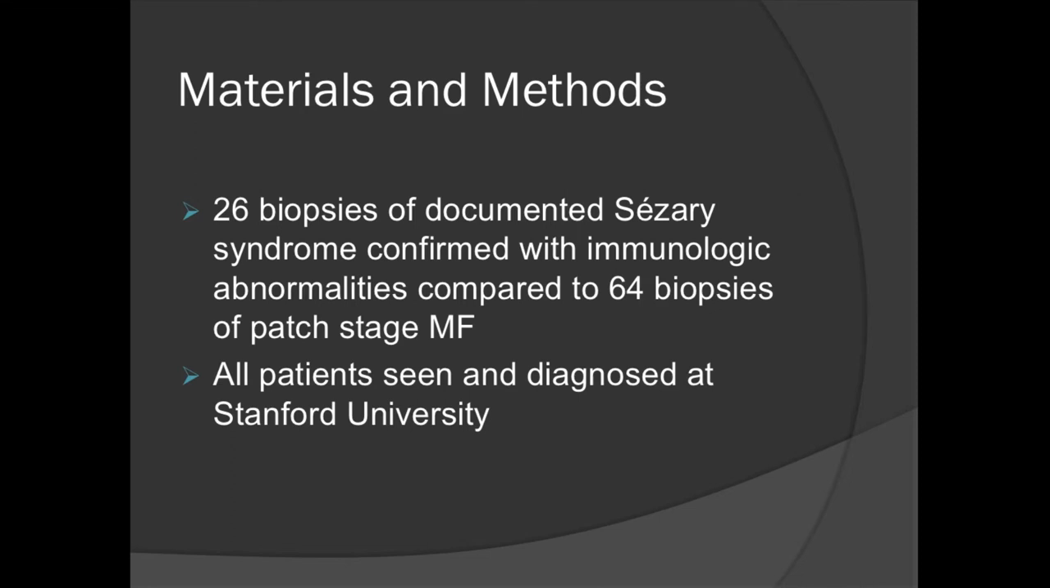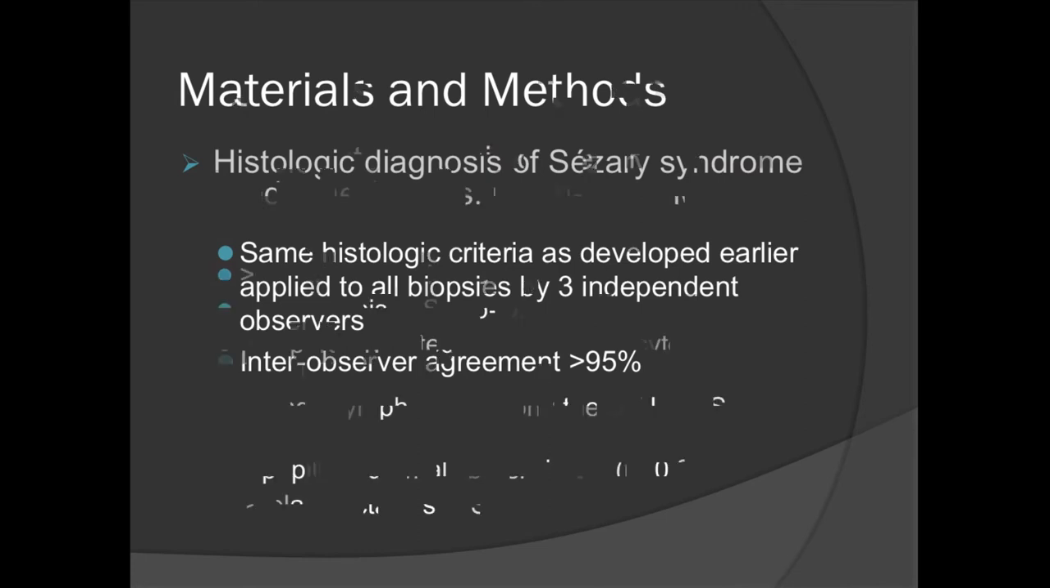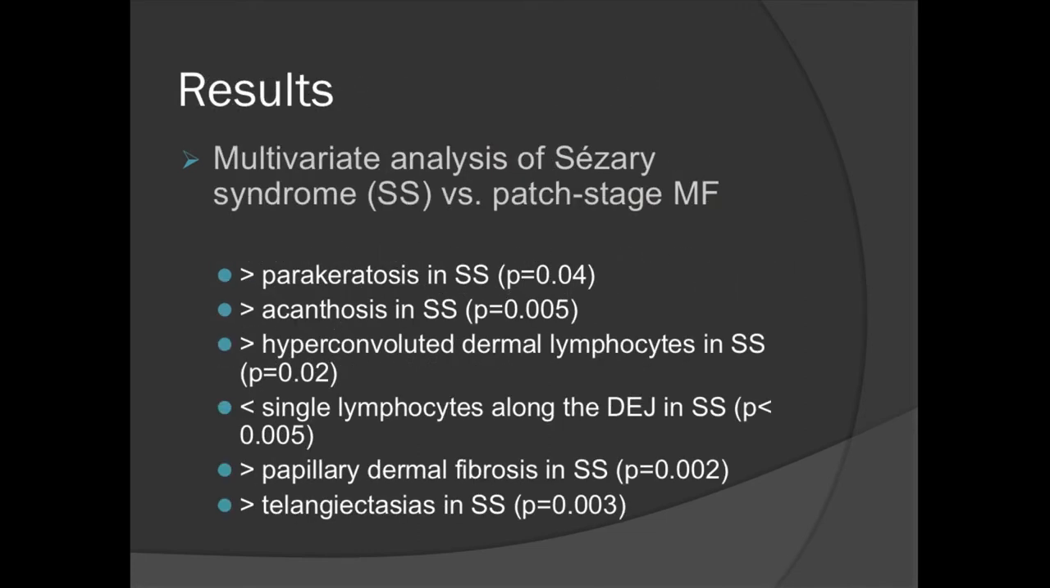So we actually took a look to see, is the problem me, or is the problem that there really is a problem diagnosing this on a skin biopsy? So we took 26 patients who had documented Sézary syndrome, and we looked at the immunologic abnormalities, again, compared to 64 patients with patch stage. Histology. We did that same thing with that big long table, and we looked, we were good. We knew what we were doing. What do we find in terms of histology?